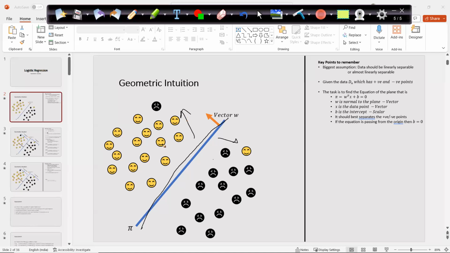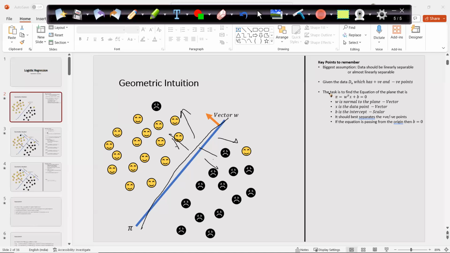As of now, it's a two-dimensional space. We can understand two-dimensional space only as humans. So here we are separating the positives and negatives, and this line is separating that. This line is basically helping me to separate the positives and negatives.